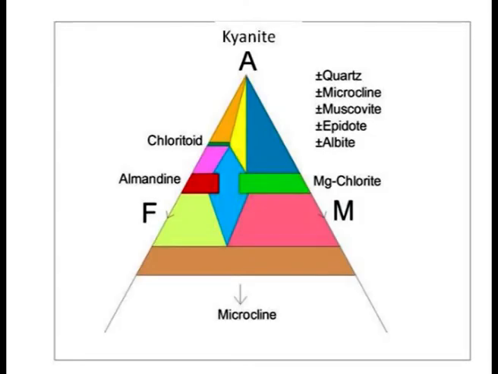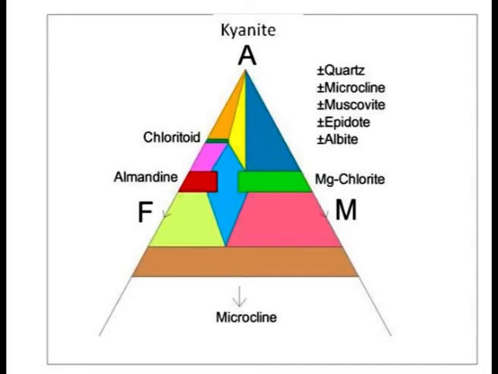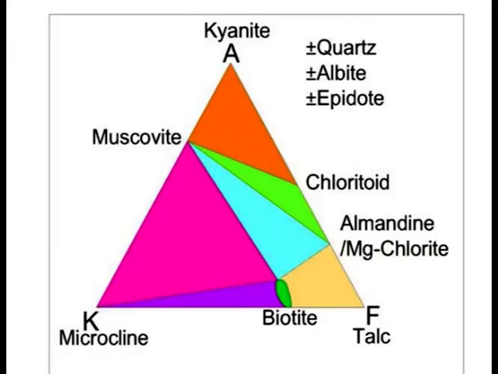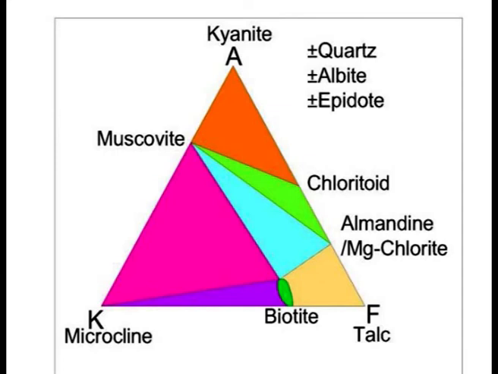Fourth assemblage is your kyanite, chlorite plus minus epidote plus minus muscovite plus minus albite and plus minus quartz, also known as kyanite chlorite schist. And fifth assemblage is your chloritoid, almandine plus chlorite plus minus epidote plus minus muscovite plus minus albite and plus minus quartz, also known as chloritoid almandine chlorite schist. Sixth assemblage is your almandine, biotite plus minus epidote plus minus muscovite plus minus albite and plus minus quartz, also known as almandine biotite schist. Seventh assemblage is your chlorite plus biotite plus minus epidote plus minus muscovite and plus minus albite, quartz, known as chlorite biotite schist. Eighth is your biotite, microcline plus minus muscovite plus minus epidote, quartz and albite, also known as biotite schist.